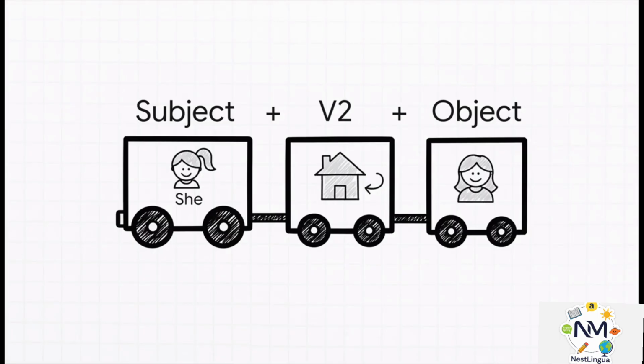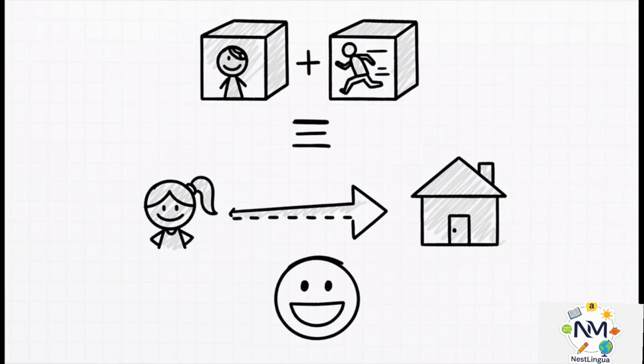For a positive sentence, the formula is super easy. It's just subject plus the V2 form of the verb plus the object. Think of it like snapping Legos together. Click, click, click. And you've got a perfect sentence. So for a positive sentence, what we call an affirmative sentence, it's just the subject plus the V2, that past form of the verb we just talked about. So you take a subject like she and add the past form visited, and you get a perfect sentence. She visited her cousin. That's it.